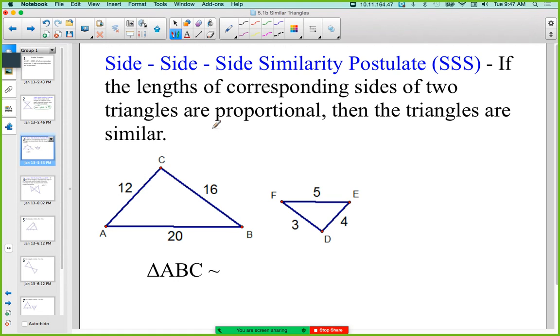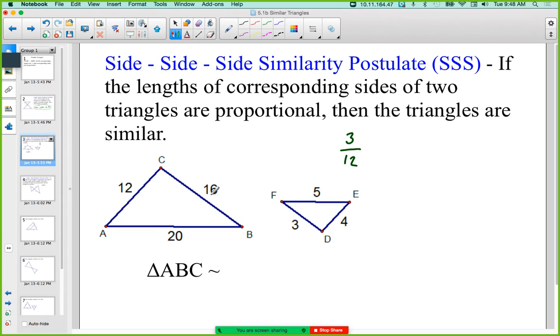Well, here's what we're going to do. I always like to go small to big, but it doesn't matter. You can go big to small as long as you're consistent. I'm going to go to the small triangle, smallest side. That's FD, which is 3. I'm going to write that down on the top. Now I'm going to go to my bigger triangle and go to the smallest side, which is 12. These smallest sides in both triangles should be corresponding.